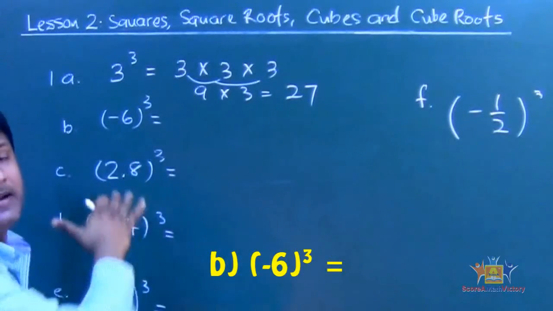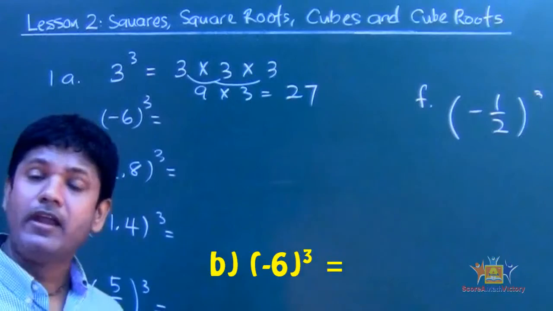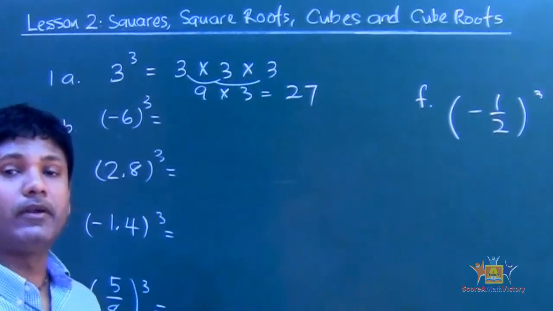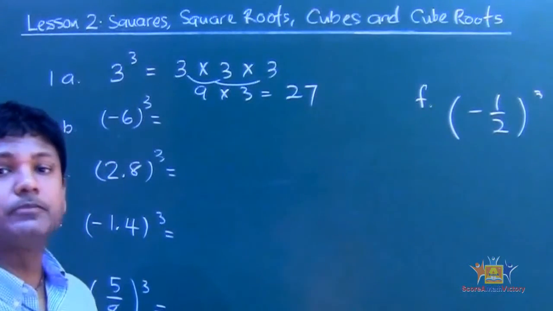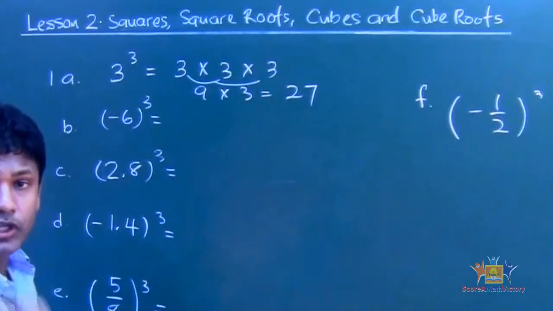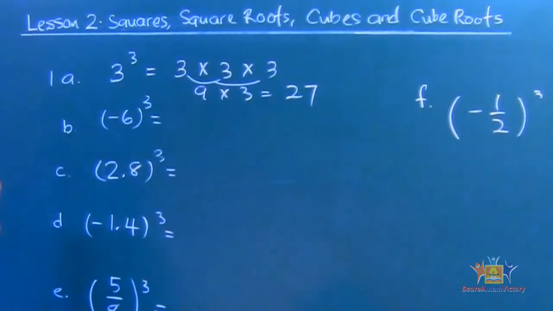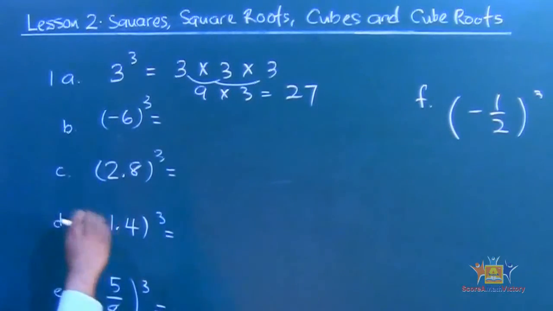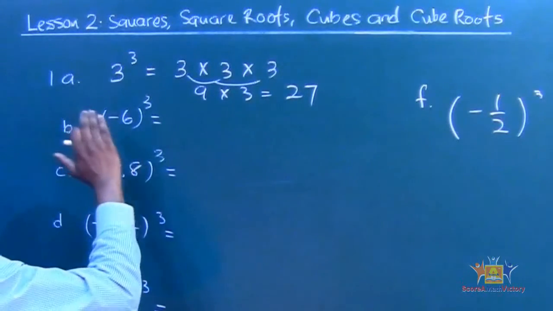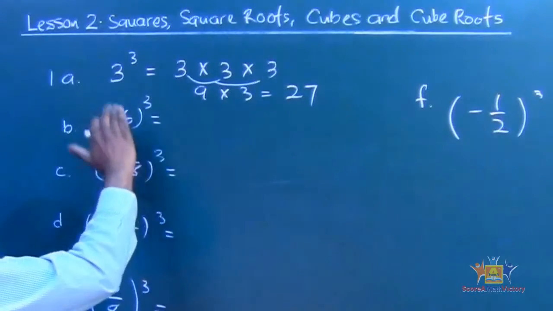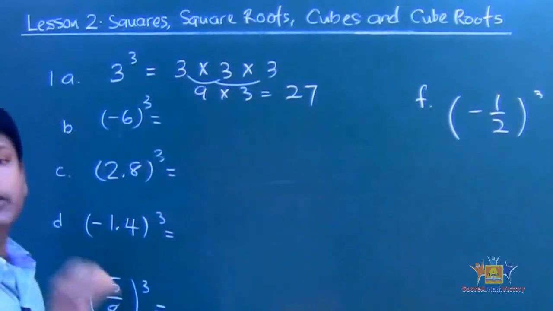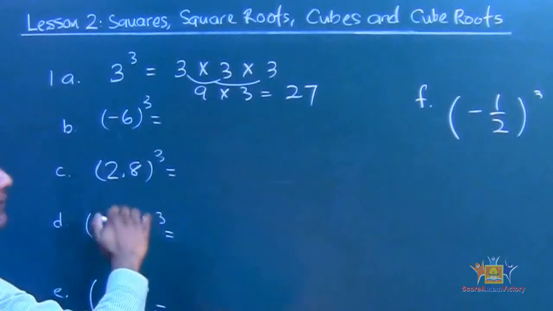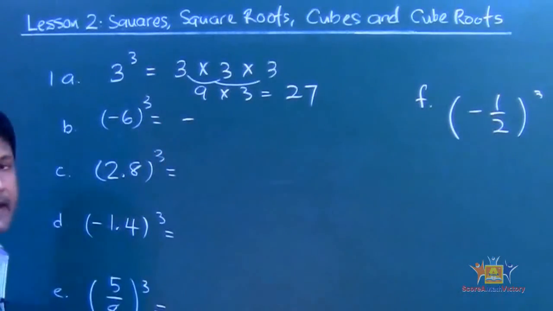But look at this one. This one has a negative, but it's a cube. It's not like a square. When you square a negative number, all right, the negative always becomes positive when you square it, as long as it's in the bracket. But when you cube, it always remains negative. No matter whether it's in the bracket or not in the bracket, you still have a negative if you have a negative number, okay? So you know it's going to be negative.